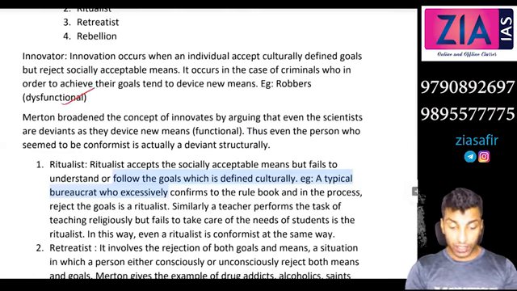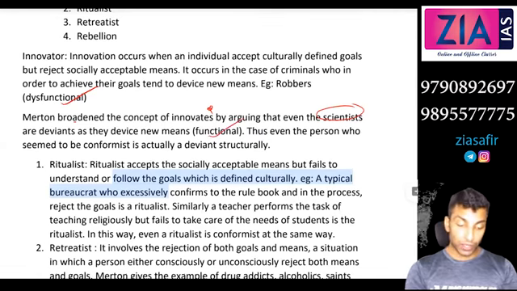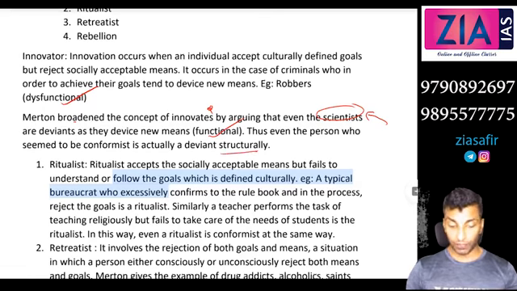Merton broadened the concept of innovator by arguing that even scientists are deviant as they devise new means, and this is functional. Thus, even the person who seemed to be conformist is actually deviant structurally. We consider the scientist a conformist, but structurally he is deviant because he is violating the norm.